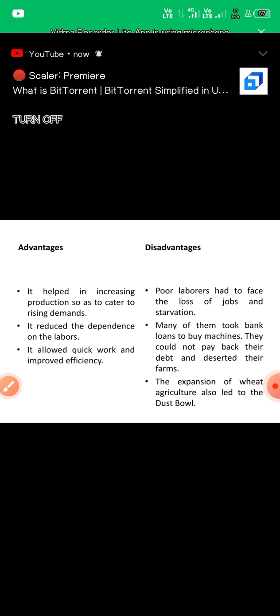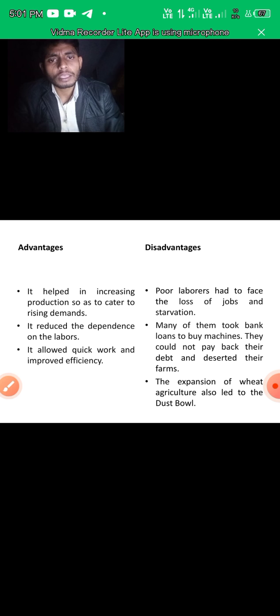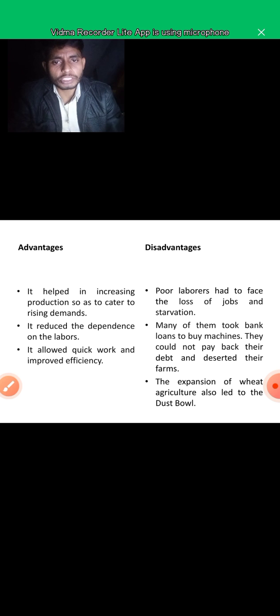The disadvantage is that poor laborers face loss of jobs and starvation. Many of them lost their work to machines. They could not pay off bank debts and lost their farms.